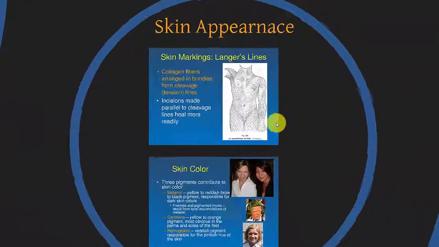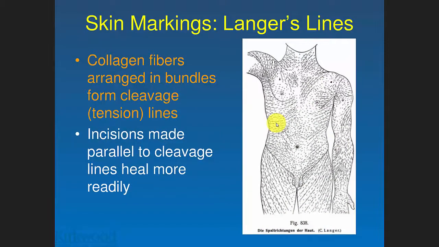Skin appearance. There's not too much to cover here. It's kind of interesting that your skin has these things called Langer lines. They're kind of natural cleavage points in your skin. And if a surgeon knows these cleavage points, basically the skin will heal better. So a surgeon will usually try to follow Langer's lines and not go across them. Because if you get a cut across Langer's lines, the wound opens up a lot more and it's more difficult for it to heal.